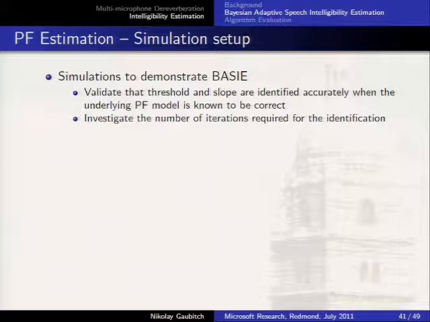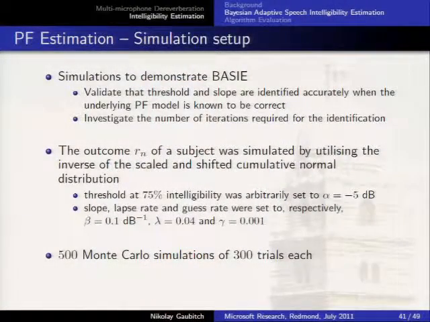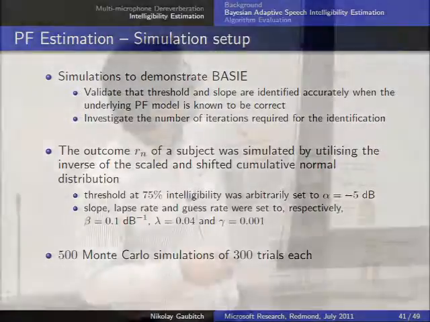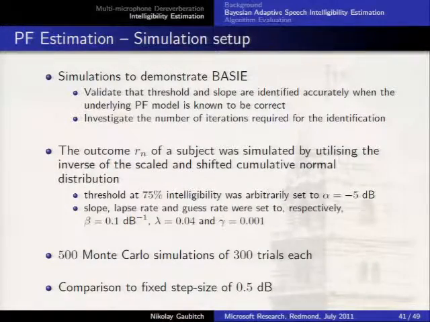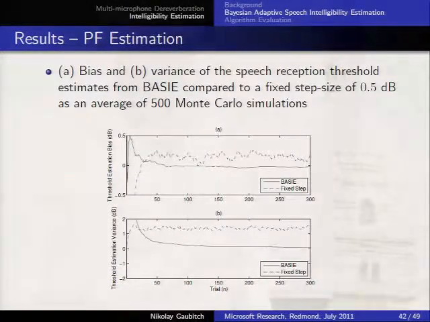Yeah. So here is just one example of a simulated version of this BASIE. This is just to see that it works if your underlying model is correct. So this is simulated with the psychometric function model. You just do the inverse of that and you generate user responses that are correct. That's the idea with this. And it's compared with a fixed step size of 0.5 dB, which is pretty good. Normally people use around 1-2 dB step sizes for these. And it's averaged over 500 runs.